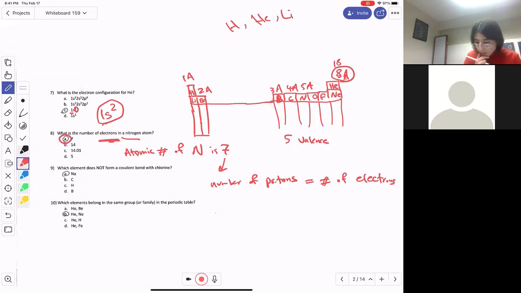Which element does not form a covalent bond with chlorine? The one that is a metal, right? That is ionic bonding. And which elements belong in the same group or family in the periodic table? I just wrote that here. Helium, neon.